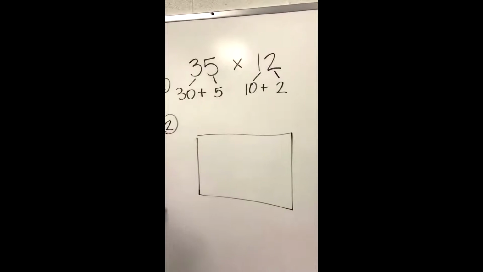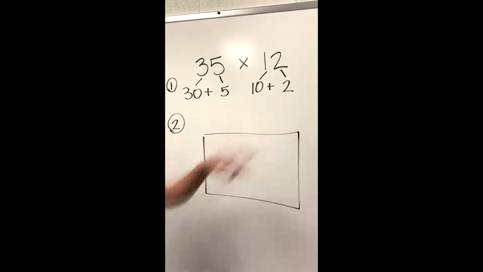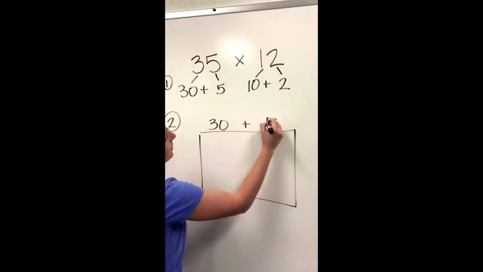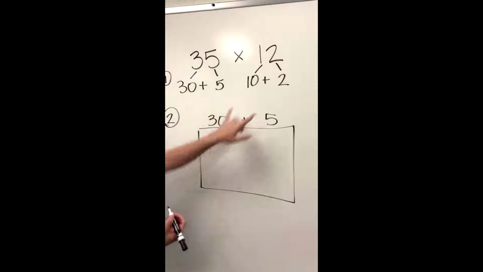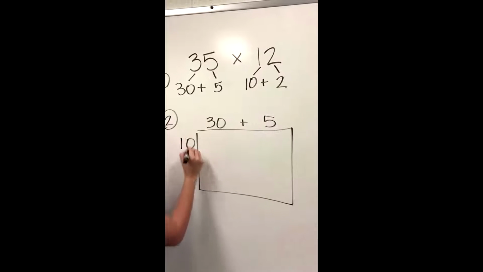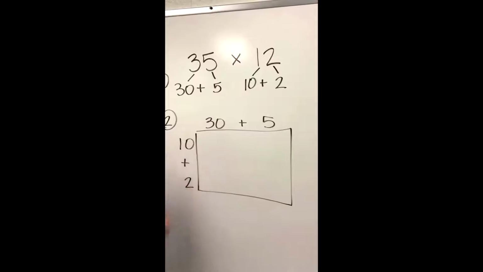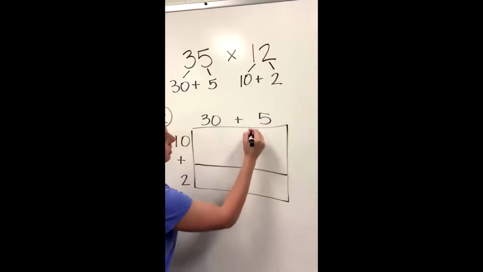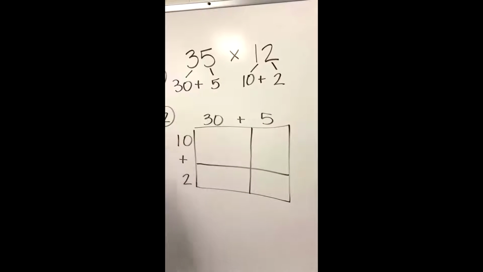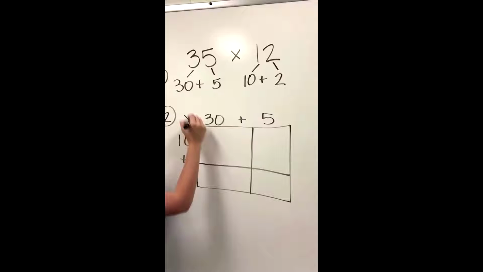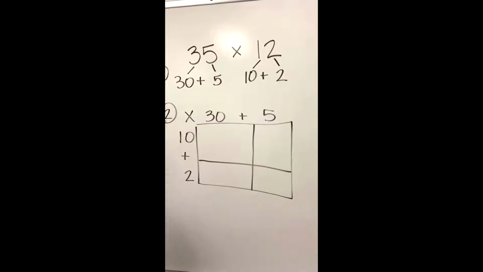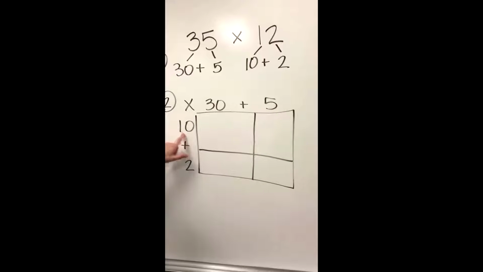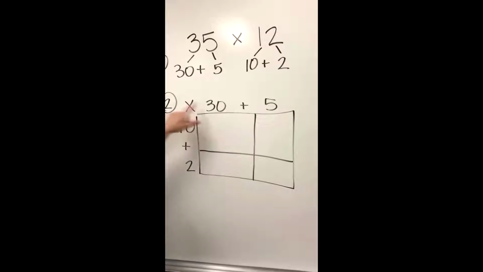Okay, and on this box we're going to put both of our expanded numbers. On the top I'm going to put 30 plus 5, and on the side I'm going to put 10 plus 2. Where your plus signs are, I want you to draw lines through the middle and down it. And then in the very corner, we're still multiplying, so I'm going to put a big multiplication sign. Starting with our very first number on the side, we say 10 times this, 10 times that.